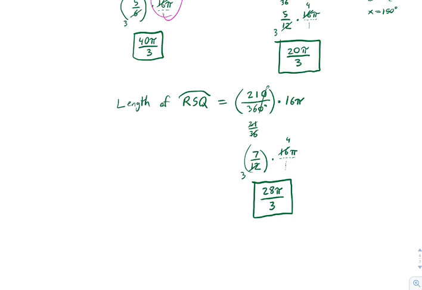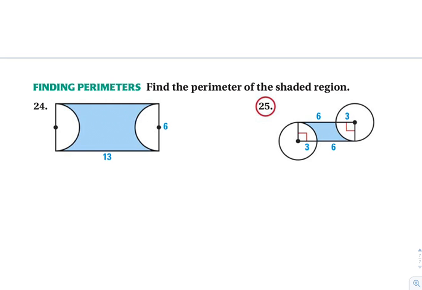Okay, so I added 1 or 2 last questions here just for fun. Now this one says find the perimeter of the shaded region.